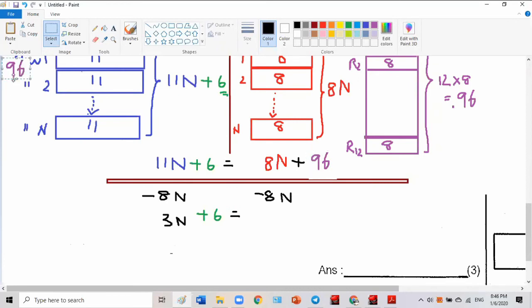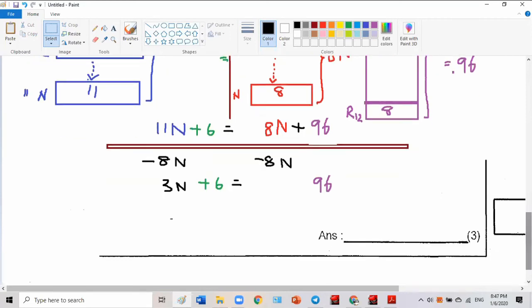Did I do any magic trick, pulling magic out of the hat? No. Can you follow? Yes. After that, what do I do? Always do the same method, no different method. Minus 6 away so that we can zeroize, because we want all the units on one side. Here, minus 6. What do you have? 90, right? Is equal to 3n. What is n?